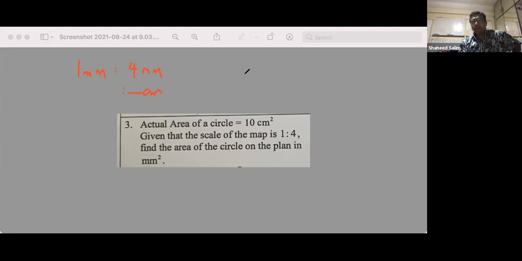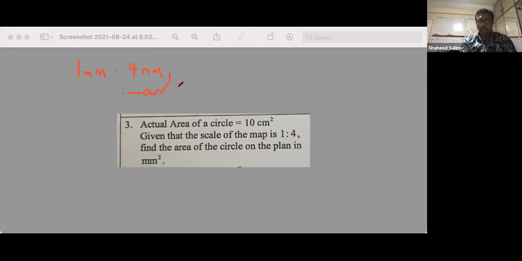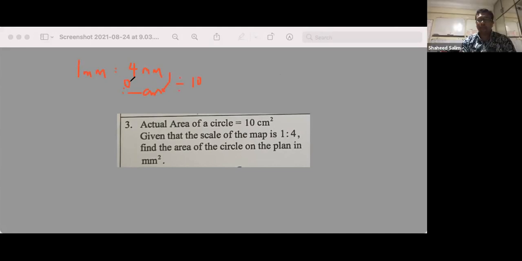Mm to cm. Divide by... You learn how many mm in 1 cm? Divide by 10, so 0.4 cm. Okay, so this one is the length, but now you have to change it to area. Area format. 1 square mm is equal to how many square cm?